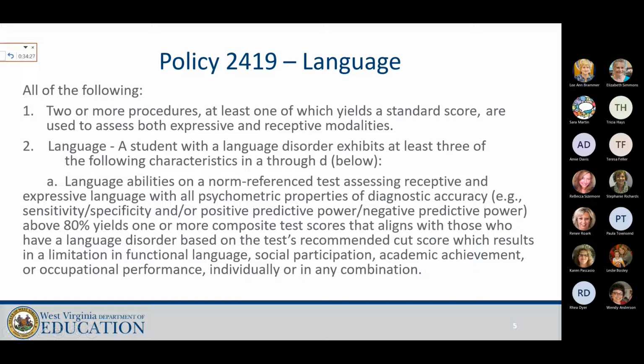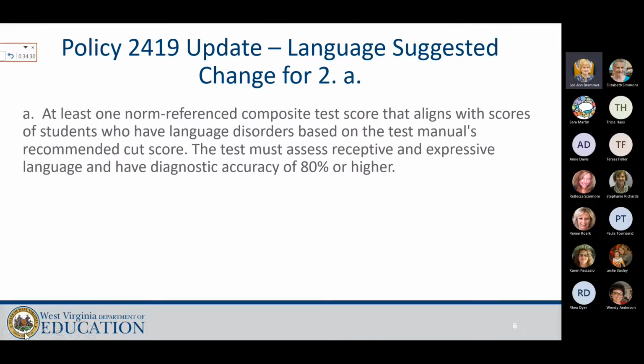So this was the suggestion that was given to us when we had some external stakeholders look at the document before we sent it out on public comment. And this was the suggestion for 2A. At least one norm referenced composite test score that aligns with scores of students who have language disorders based on the test manual's recommended cut score. The test must assess receptive and expressive language and have diagnostic accuracy of 80% or higher.